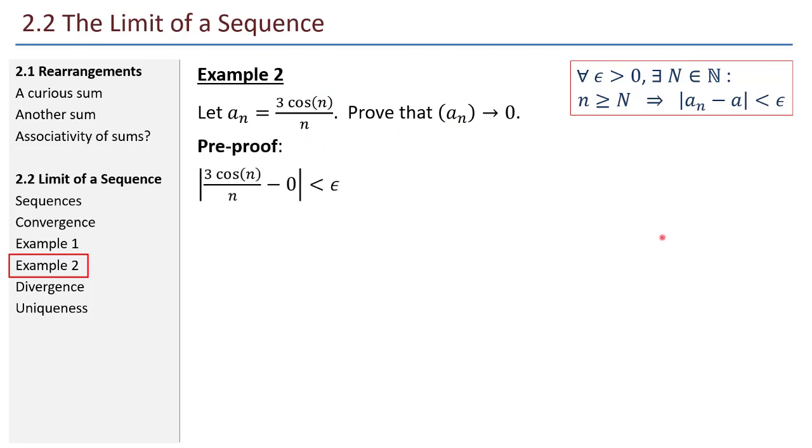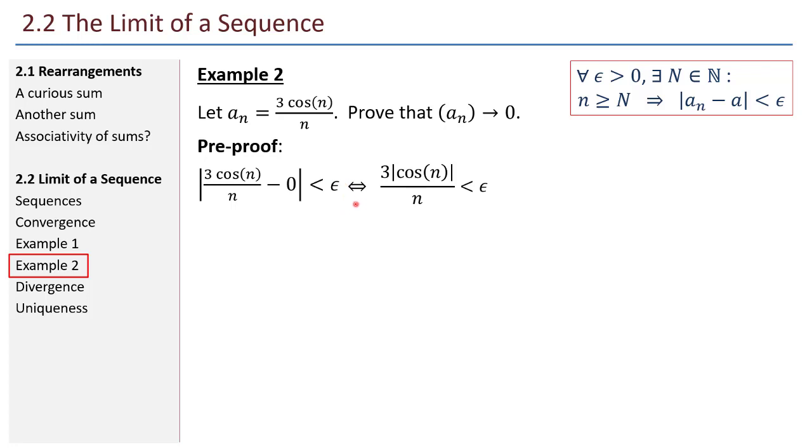Let's prove it though. So here's part of my pre-proof. I'm looking at where I want to end up. In the end, I want the nth term of my sequence, minus 0, to be less than epsilon. I want the nth term of my sequence to be within epsilon of 0.